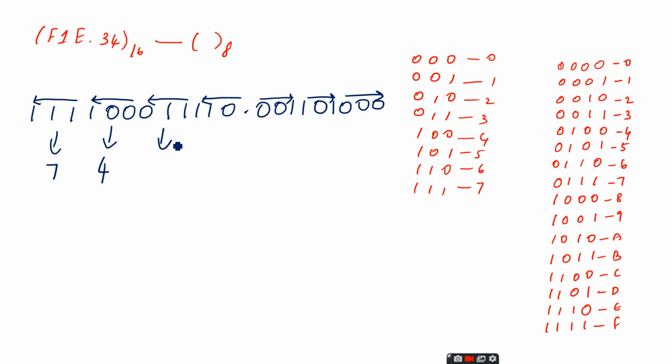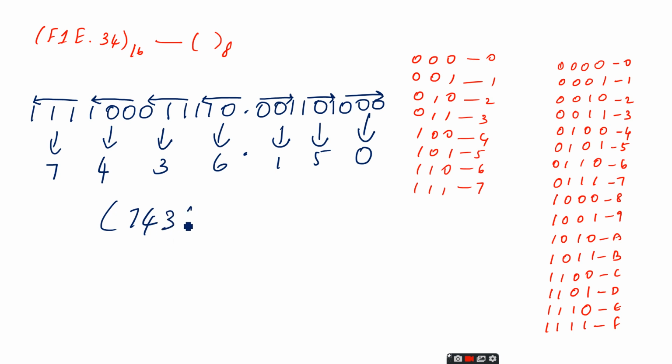Now 011, 3. Then 110, that is 6. Point 001, 1, 101, 5 and 000, 0. So the answer is 7436.150 base 8. So this is the answer. In this way, we can convert hexadecimal number to octal.